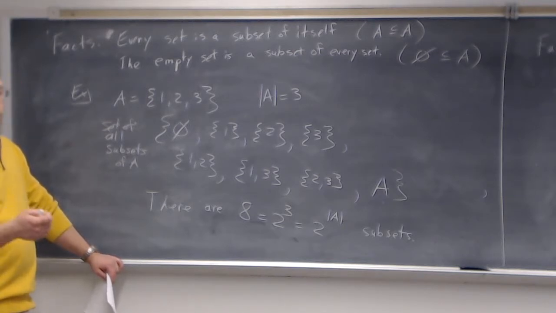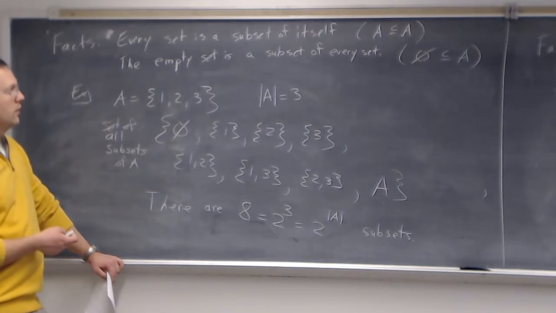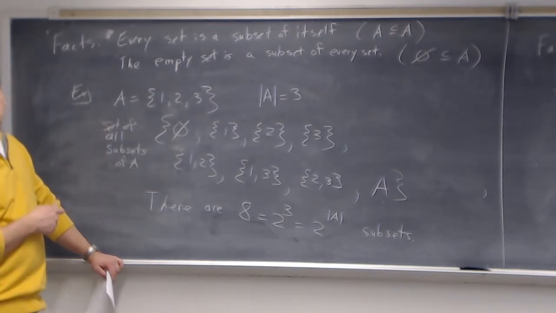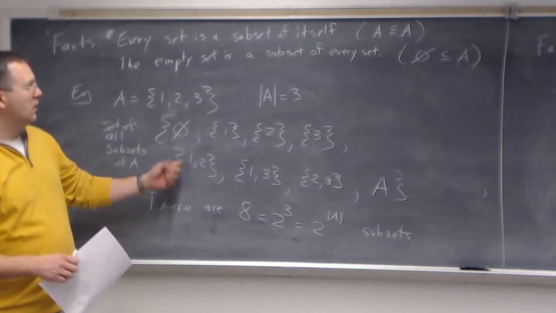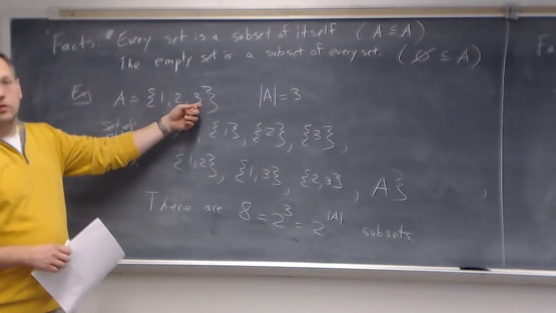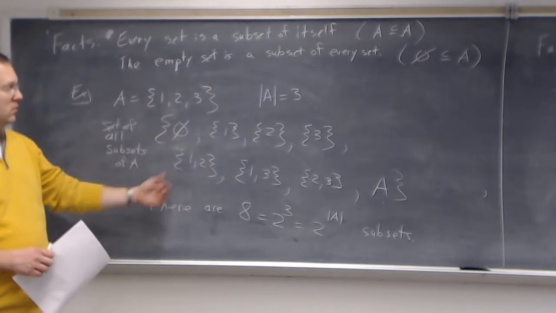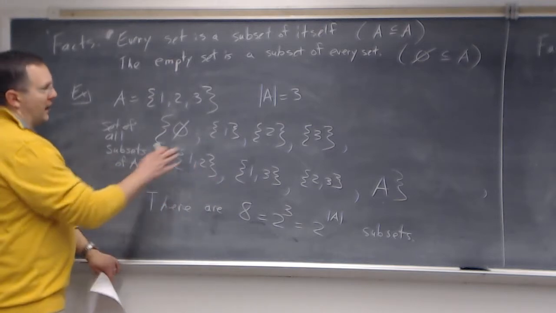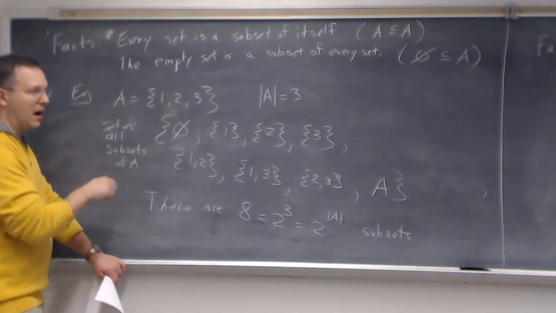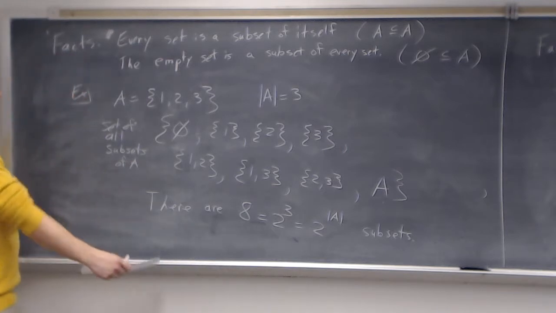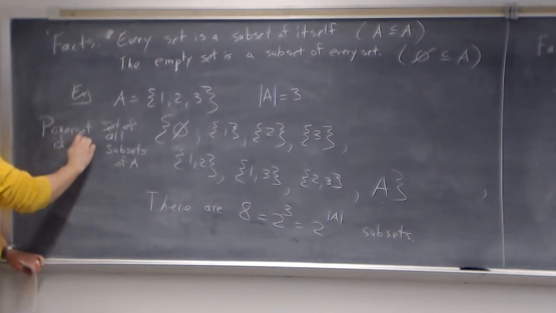Yes, question? So the set of all subsets of A isn't a subset of A? No, the things inside the set don't even look anything like those, right? Because now the elements of this set are subsets. They're not numbers like 1, 2, and 3. But A is a subset of this one because A is a subset of itself. So now the elements of this set are sets. In particular, they're subsets of A. This is called the power set of A.